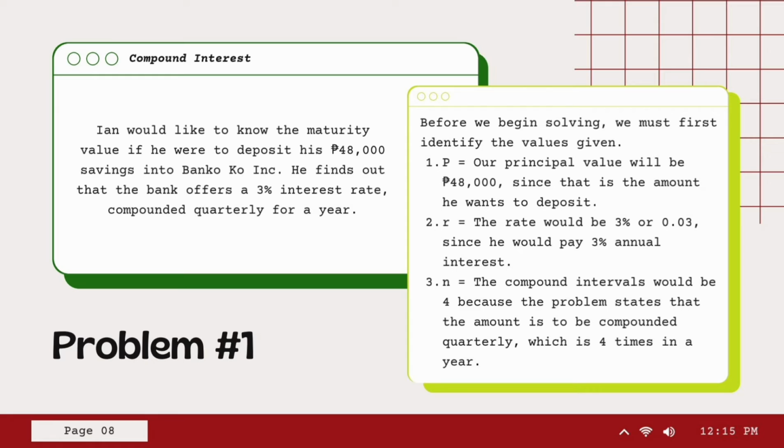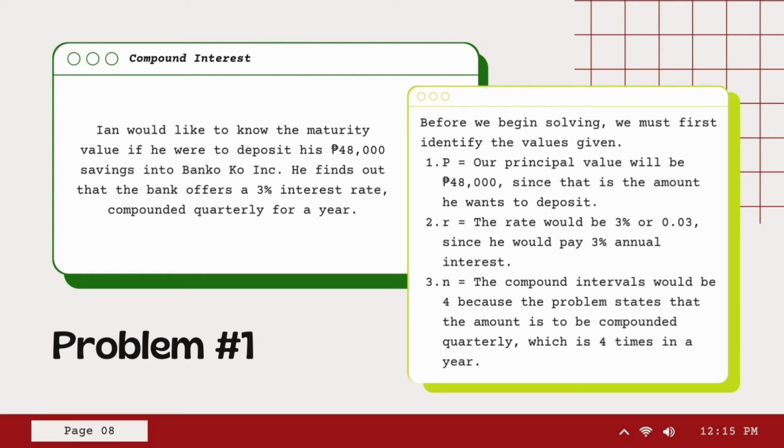Problem number 1. Ian would like to know the maturity rate if he were to deposit his 48,000 pesos savings into Banco Co. Incorporated. He finds out that the bank offers a 3% interest rate compounded quarterly for a year.